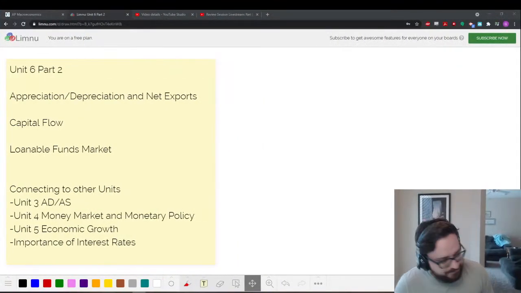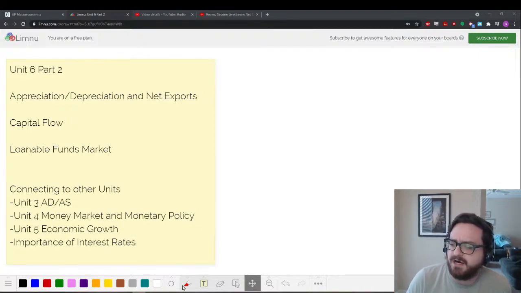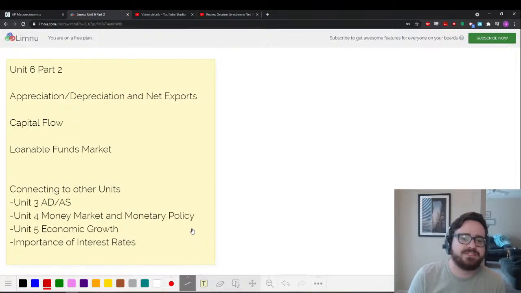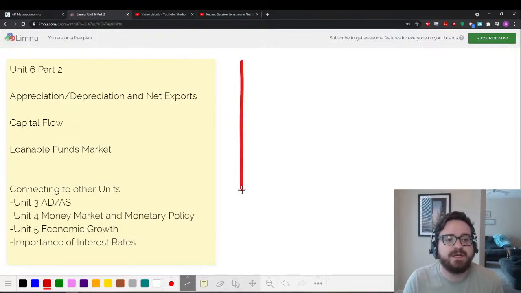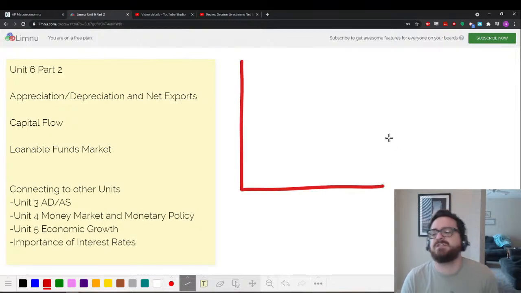All right, it is 4:30 on my timer, so let's get started with the second half of Unit 6, the last bit of content review we got to do. Here we go. Okay, Unit 6 Part 2. On Tuesday, we got into the foreign exchange market and balance of payments accounts, and how international trade can be built around your currencies and the different values of the currency.